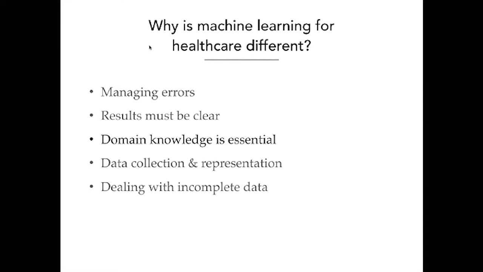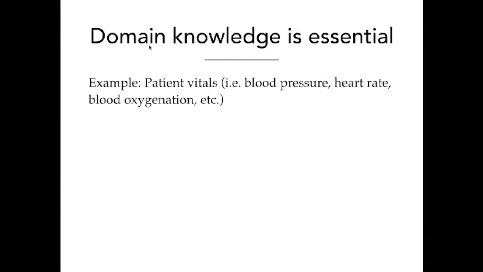So we've talked about managing errors, making sure that the results are clear. And now we'll spend some time talking about another challenge, which is just understanding what's going on in the data. So a good example of this is if you're working with patient vitals. There are some common patient vital signs that a lot of people use, and these include blood pressure, heart rate, blood oxygenation level.